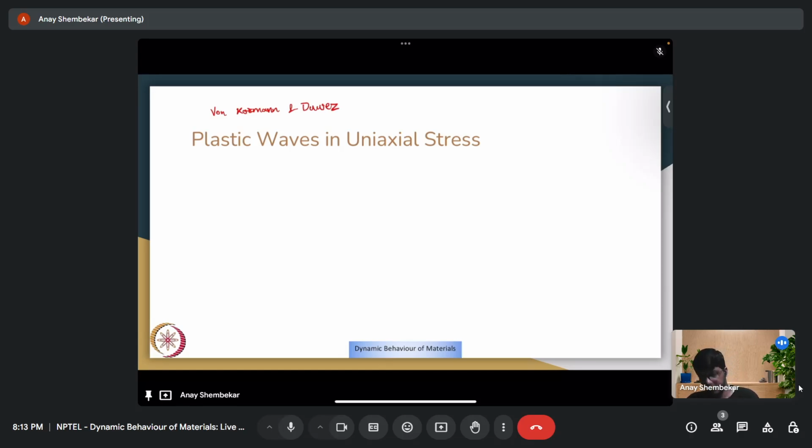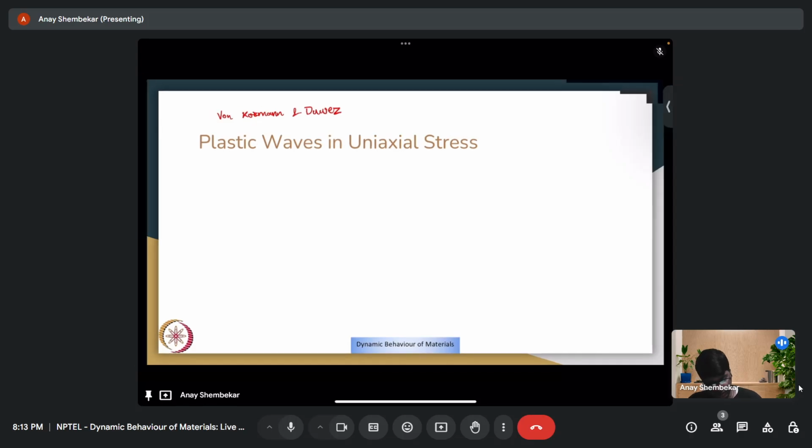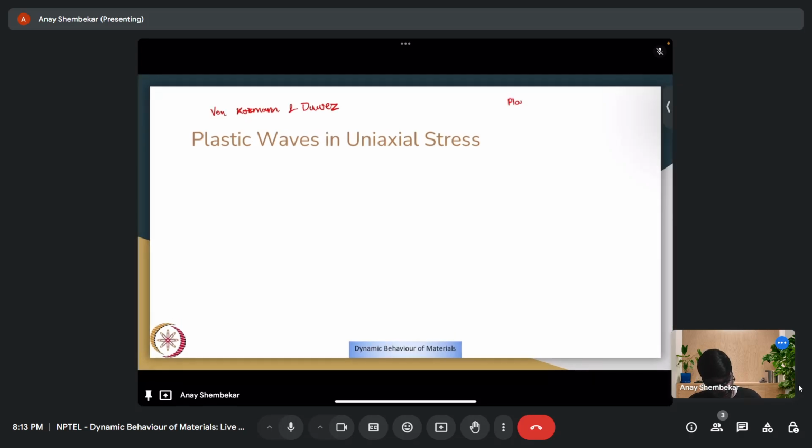Okay, so how does this work for a plastic wave in uniaxial stress? To generate a plastic wave, we talked about how stress needs to be beyond the yield point, which means that your velocity needs to be sufficiently high. So the simplest setup is as follows.